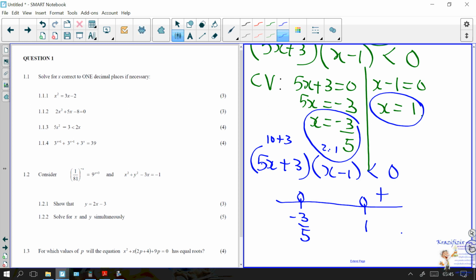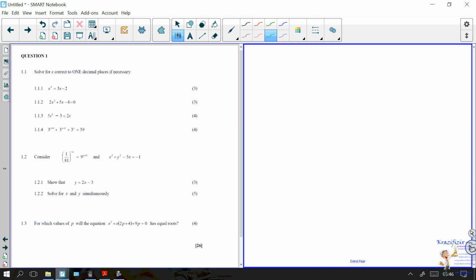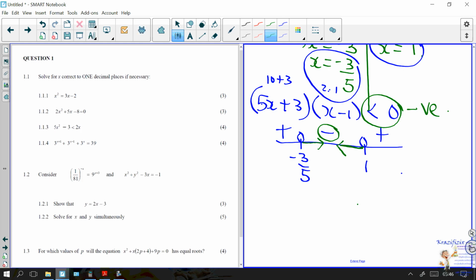Once you get one correct, automatically alternate them. It's plus, minus, plus. Now, we are looking for something less than 0, which means it must be negative. If it's negative, I am looking at this frame here. From here, I must go this side to get a negative, and from here I must go this side to also get a negative. You have simply answered your question. Your answers are enclosed between 1 and negative 3 over 5.